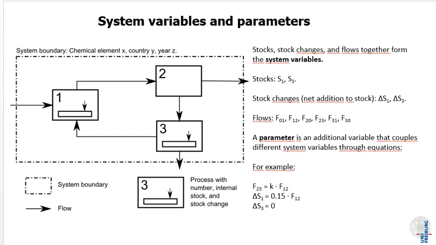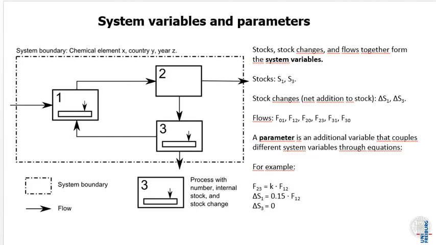We have the delta S, which denotes the stock change in a certain process. We have the flows, F01 going from outside the system to process 1, so this is the flow on the very left of the system. We have a flow F23, which is the flow of material or energy going from process 2 to process 3.